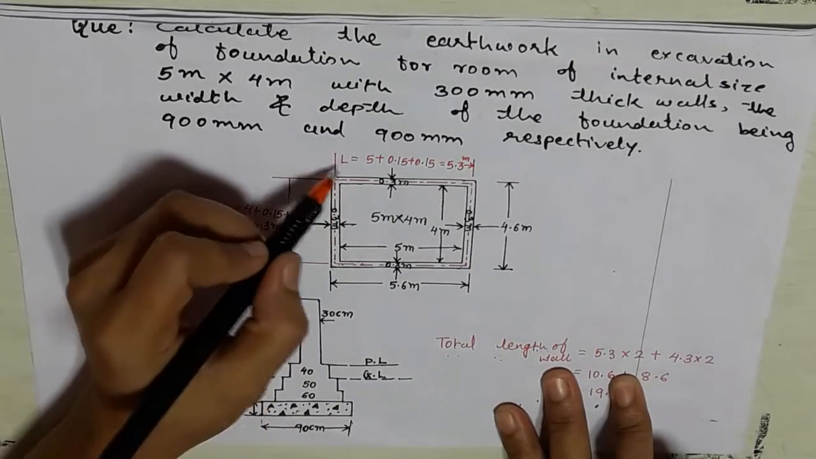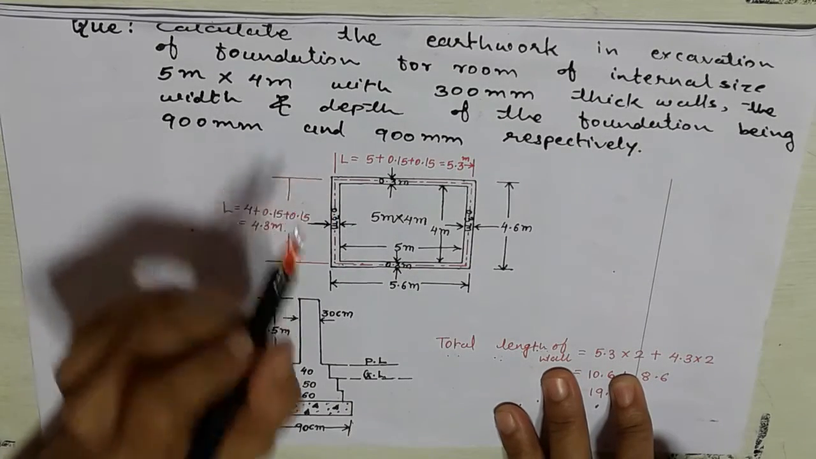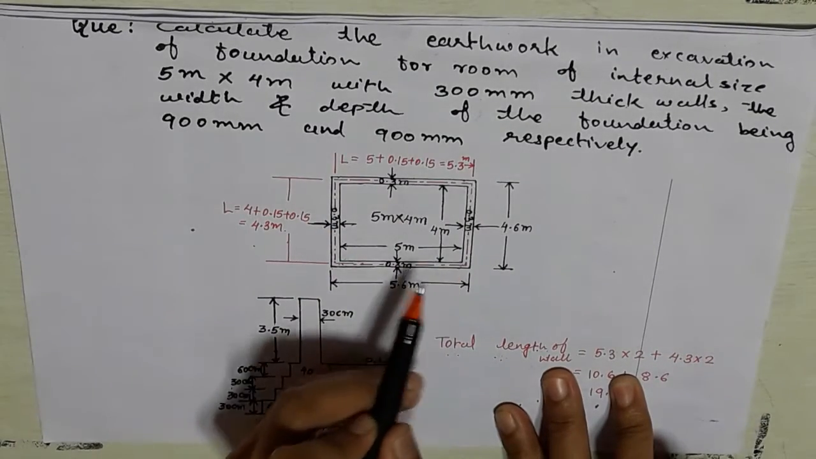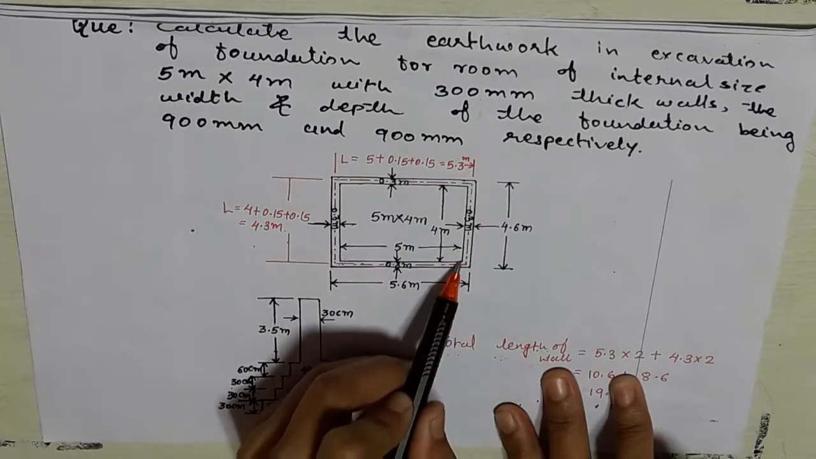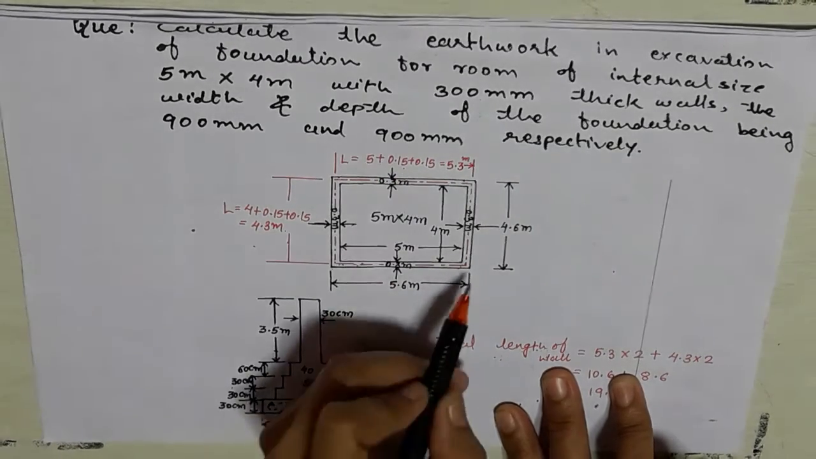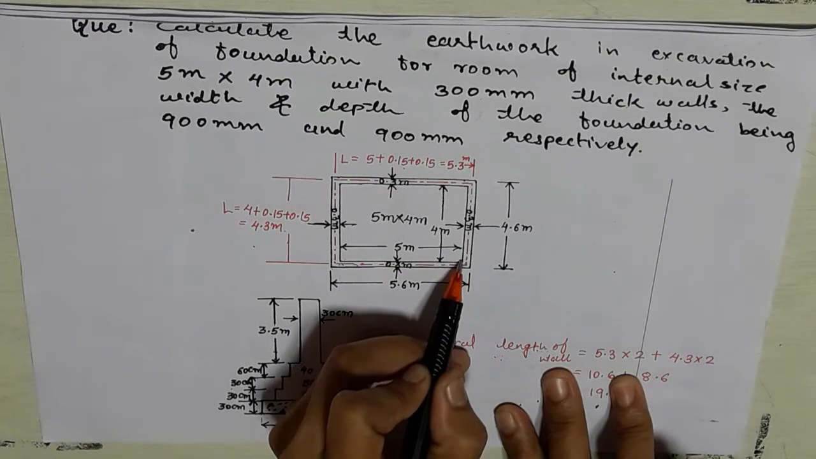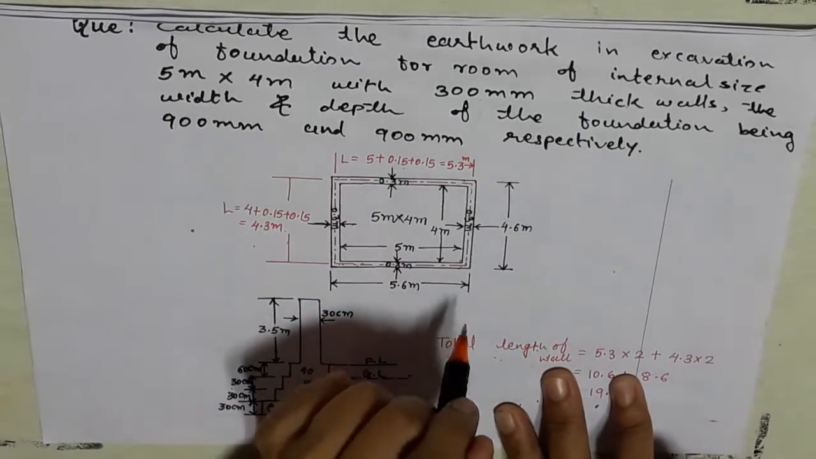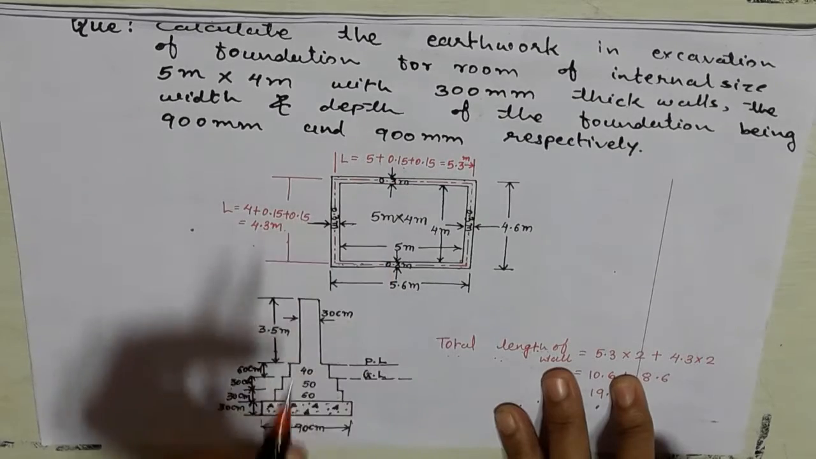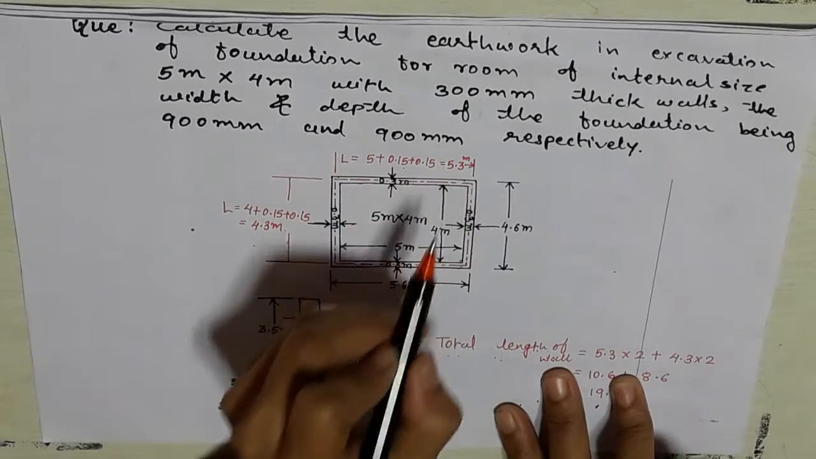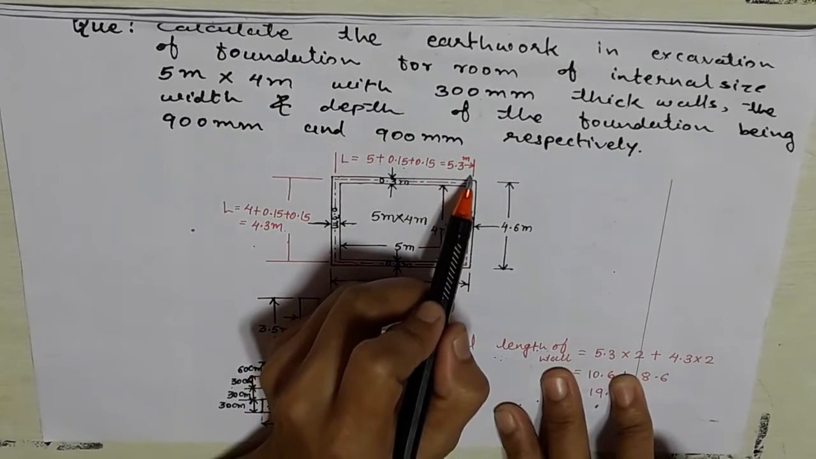Now in this, the length of the long wall center to center distance is the inner length of the room, that is 5 meter, plus half thickness of the wall on one side, that is 0.15 meter. Here a 30 centimeter thick wall is there, so half the thickness of the wall is 0.15 meter, plus half thickness of the wall on the other side, that is 0.15 meter. So the total is 5.3 meter.